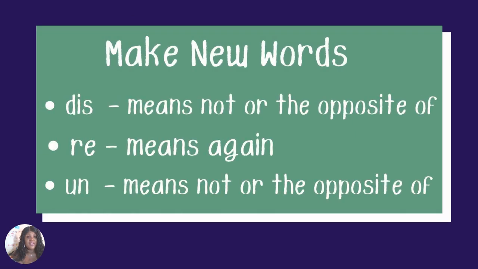We're going to make new words today by using 3 different prefixes. Dis, re, and un. Dis means not or the opposite of. Re means again. Un also means not or the opposite of.